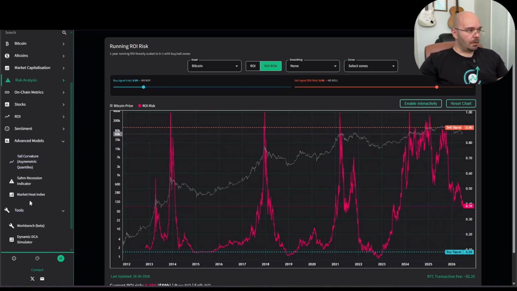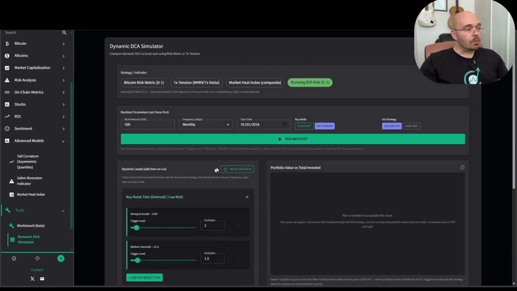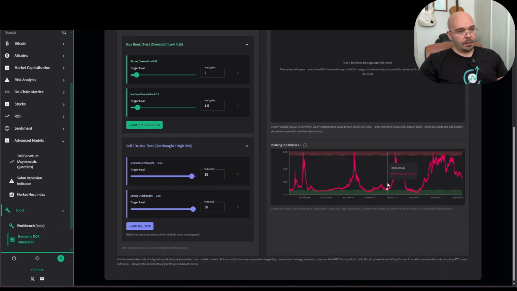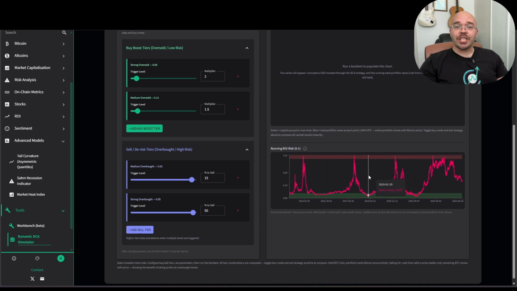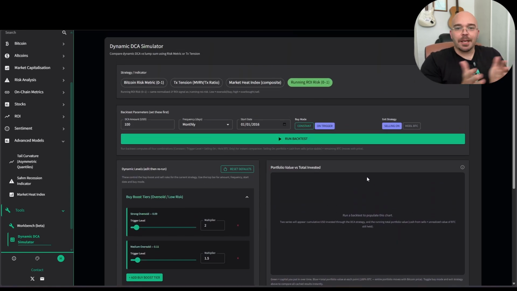Back to DCA simulator, which is in tools. There we go. Right, so that is the ROI risk. Now let's run some simulations. See if we can make some fake money on this thing.